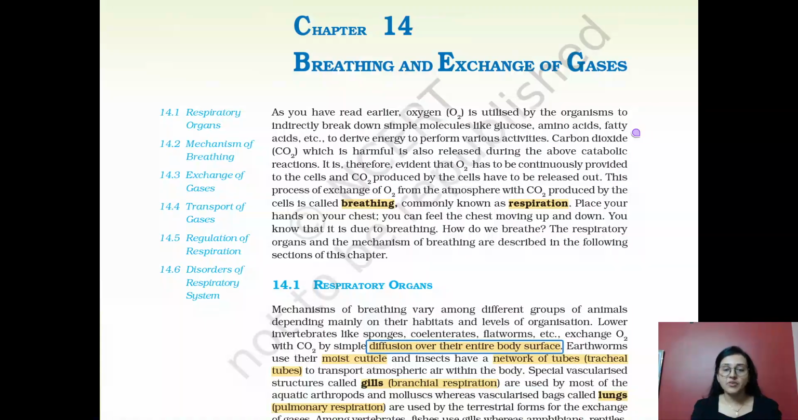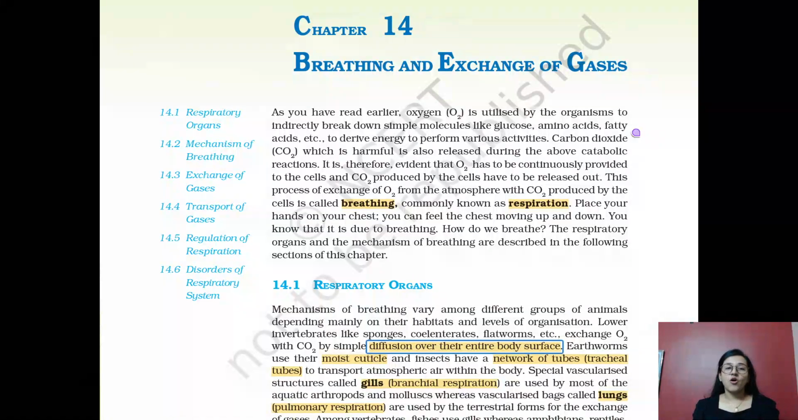Now you place your hands on your chest and you can feel the chest moving up and down. You know that is due to breathing. How do we breathe? The respiratory organs and the mechanism of breathing are described in the following sections of this chapter.